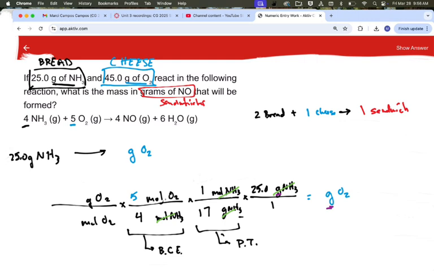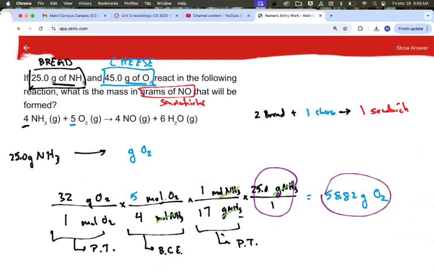Okay, how do I figure that out? That comes from the periodic table. Oxygen weighs 16. There's 2 oxygens. This gets me 32 grams of oxygen is 1 mole of oxygen. And now I'm going to do a sneaky pause. So I did some work, punched it into the calculator, and I find out that I need 58.82 grams of oxygen to react with 25 grams of NH3.